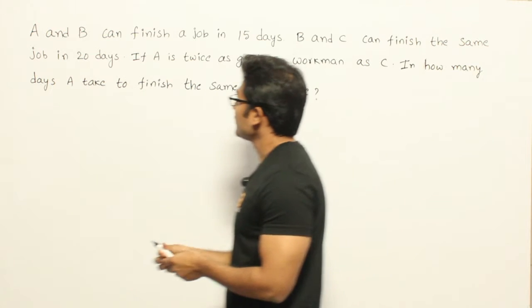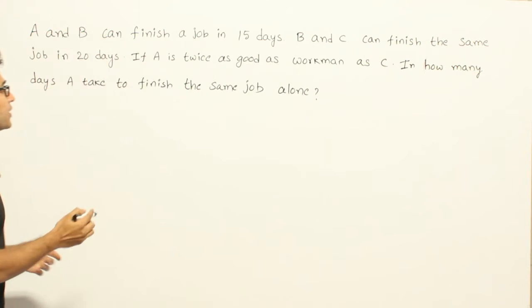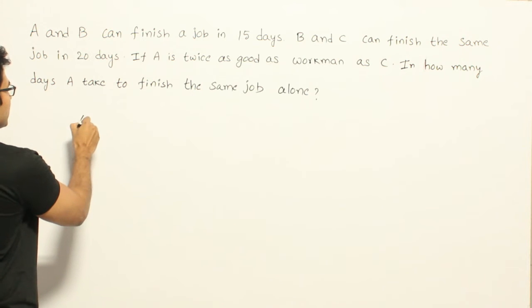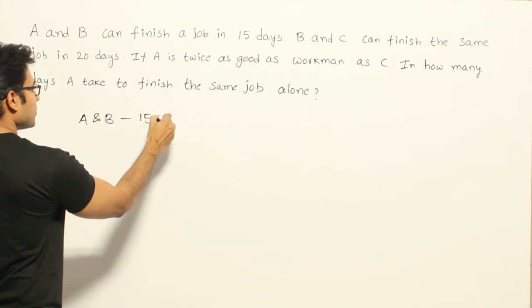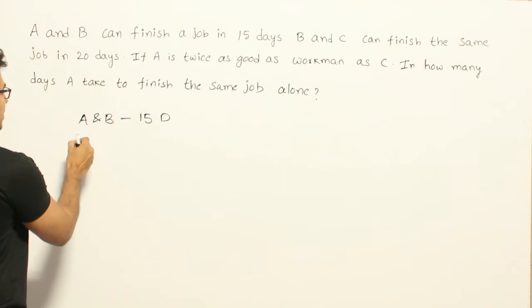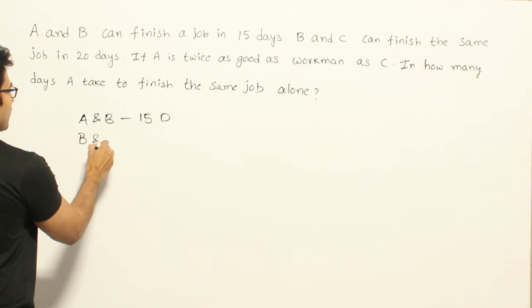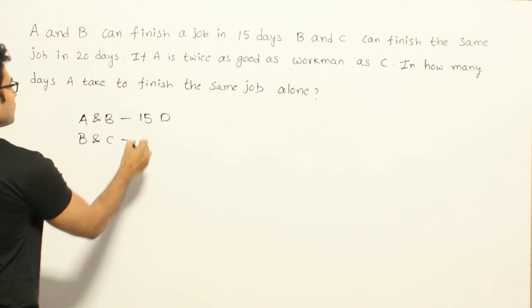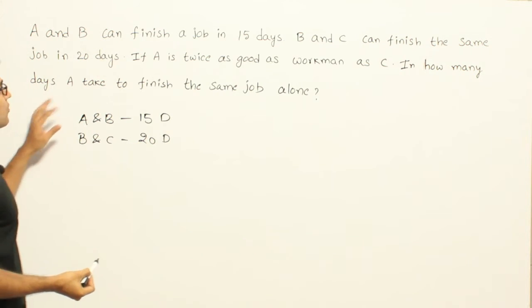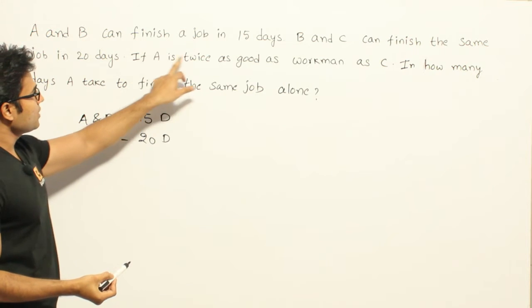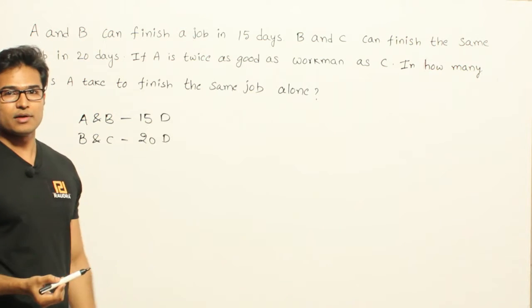So they are saying that A and B, when they are working together, can finish the job in 15 days. And B and C, when they are working together, can finish the job in 20 days. Okay, and now A is twice as good as C, that is what is given.